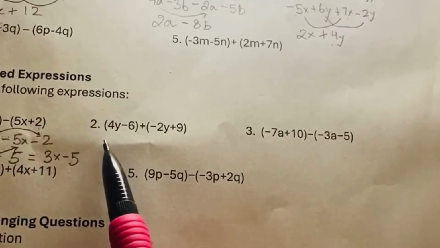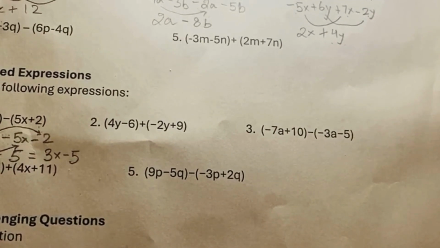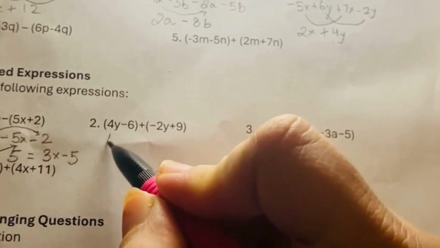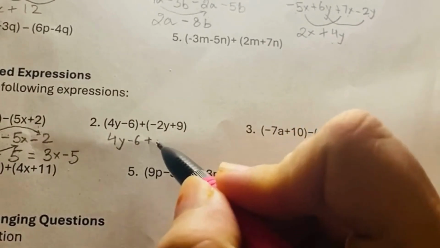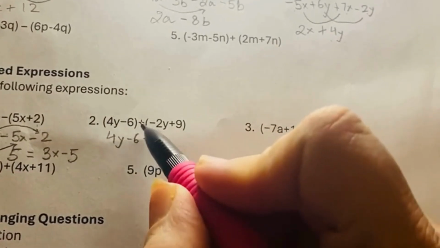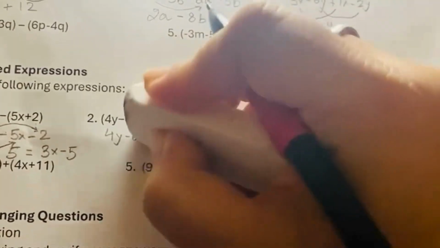Question number 2: 4y minus 6 plus, in brackets, minus 2y plus 9. Let's redo. Here it was positive, but inside the bracket was negative. So positive times negative is always negative.